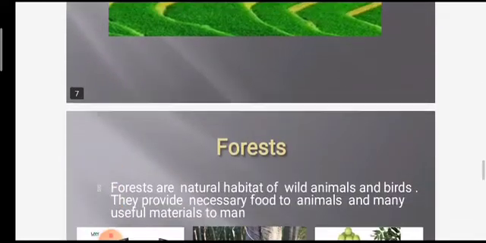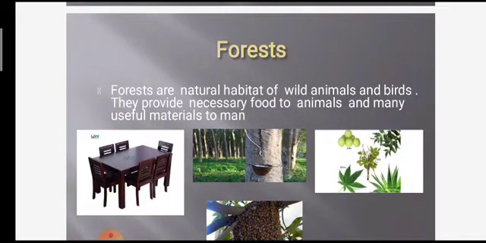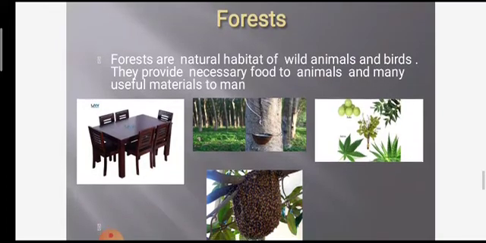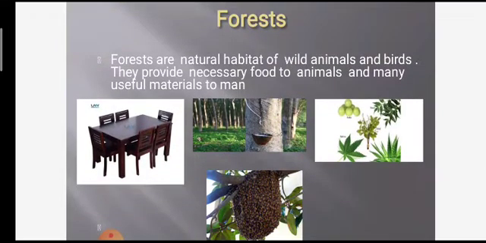Now next, another renewable source of energy is the forest. Right guys, you have seen forests many times. In the forest, what all do you get? See, the forest is the natural habitat of wild animals and birds. Wild animals and birds live there. They provide necessary food to animals and many other useful materials to men.